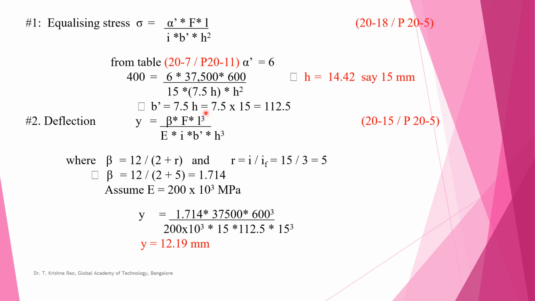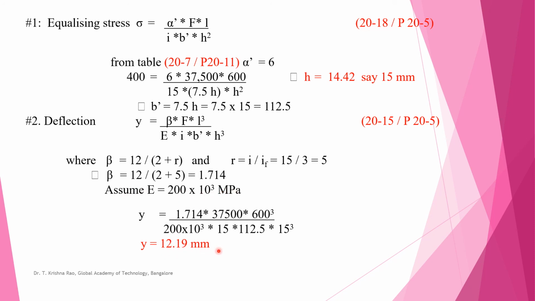See the difference here. b dash is given in terms of h indirectly, so only one unknown is there, and we find the value of h directly. Once you know the h value, find b dash. Then we can find deflection y using beta FL cube by E I b dash h cube. Beta we have to find out. Alpha dash is directly given as 6, whereas beta we have to find. Beta is 12 by 2 plus r, and r is I by IF, 15 by 3, which is 5. Beta is 1.714. Assume E equal to 200 GPa.